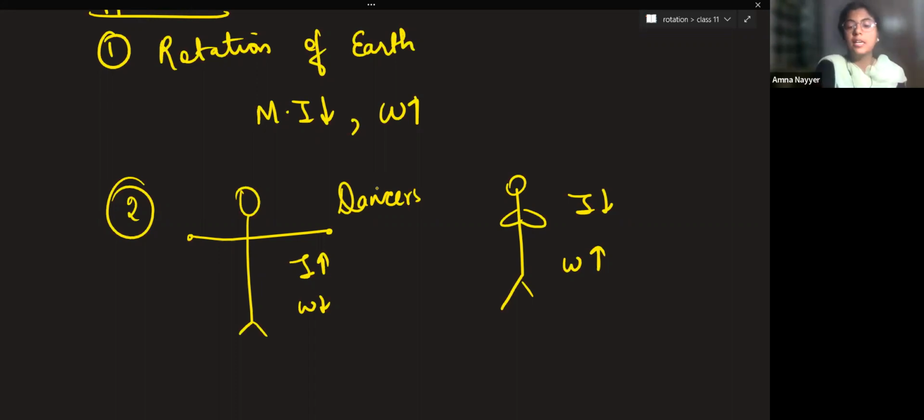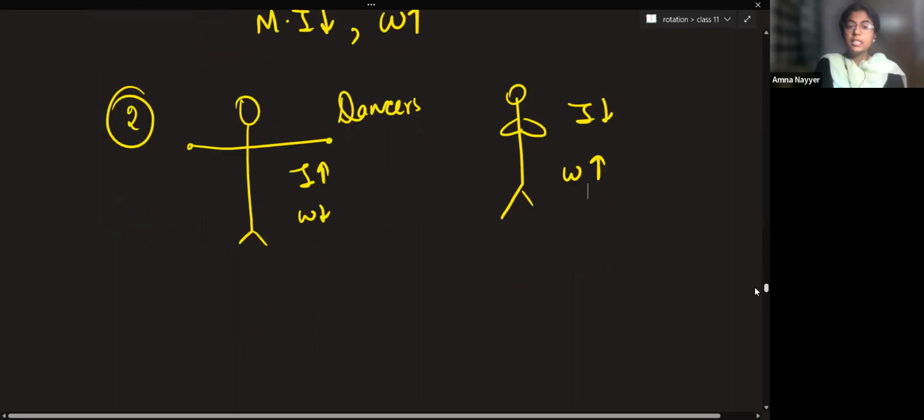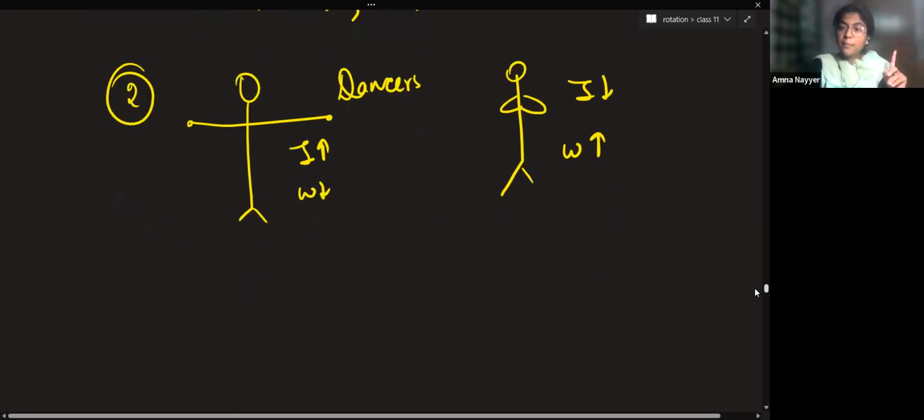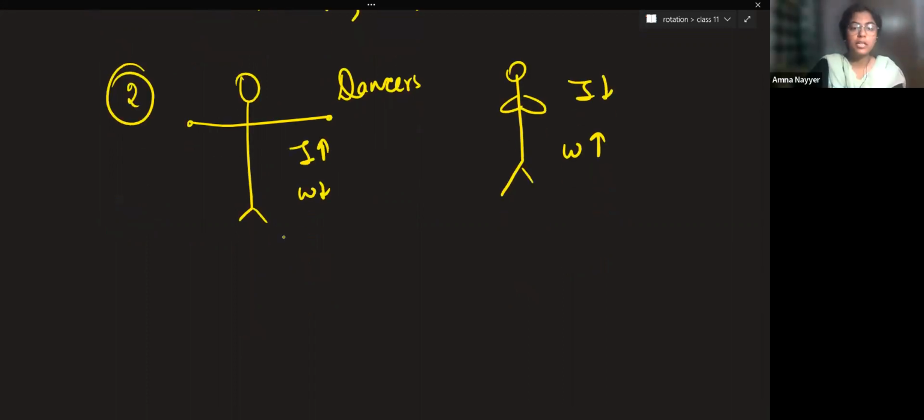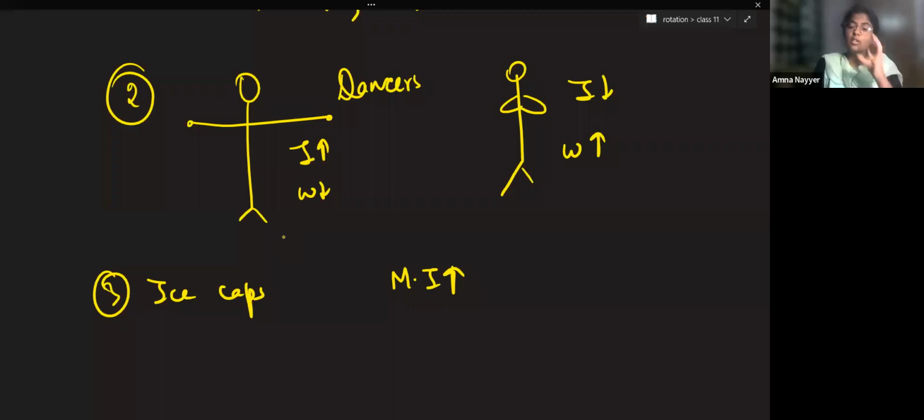One more example, the last one, is of ice caps. See, ice caps are there on the poles of Earth. If the ice melts, what will happen? Mass will increase, so moment of inertia will increase, so the angular velocity of Earth will decrease. Because of global warming, a very rising issue in the countries, ice caps are melting.